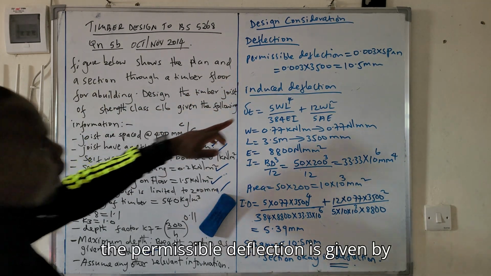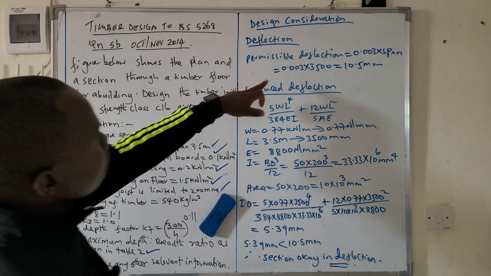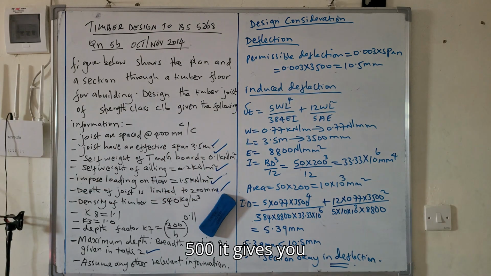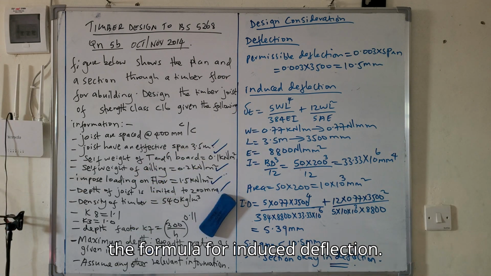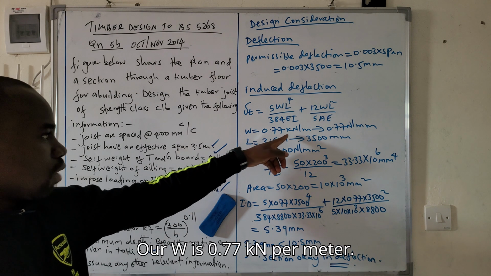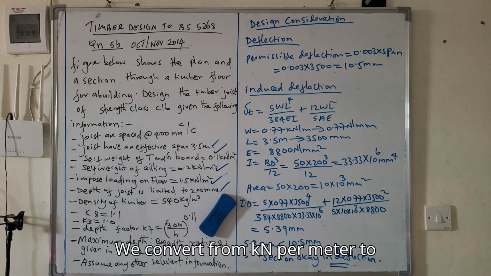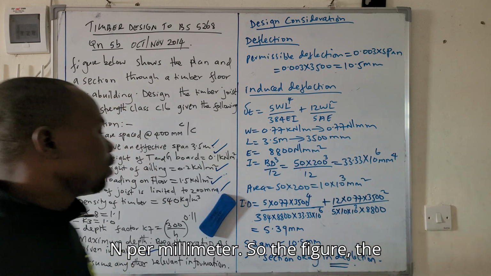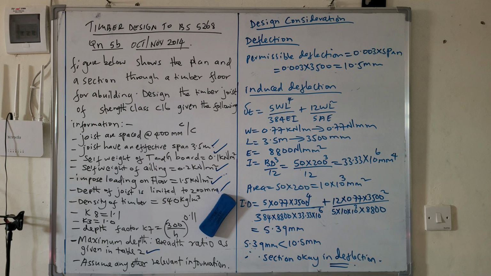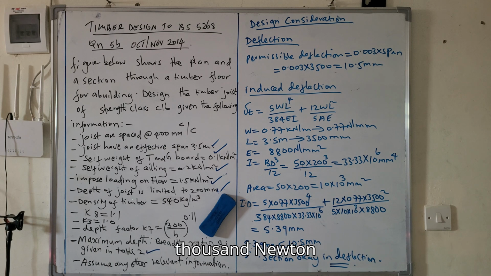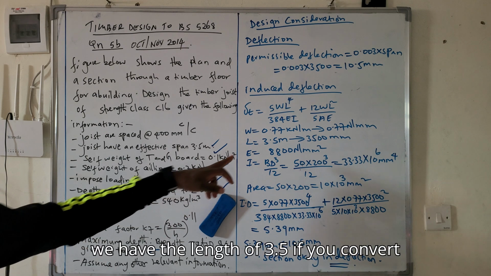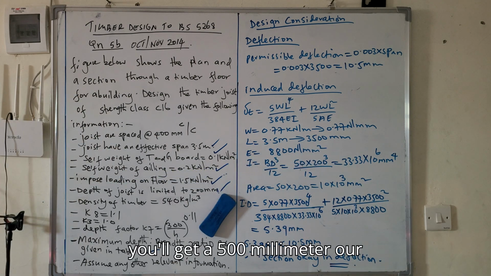The permissible deflection is given by 0.03 times span. So it will be 0.03 times the span, which is 3500. It gives you 10.5 millimeter. Then you come to induced deflection. This is the formula for induced deflection. Our W is 0.77 kilonewton per meter. We convert from kilonewton per meter to Newton per millimeter. So the value will remain the same, but the unit will change. The reason is 1,000 Newton is equal to 1 kilonewton, and 1 meter is equal to 1,000 millimeters, so it cancels out. We have the length of 3.5, which converts to 3,500 millimeter.